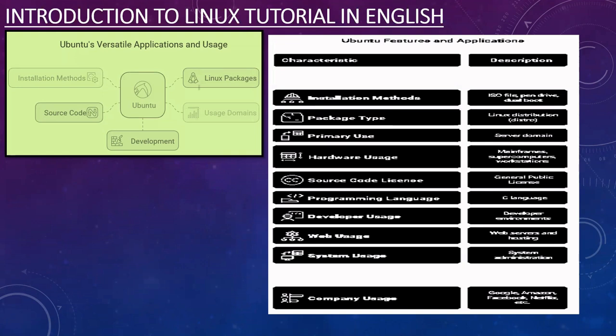Package type: Linux distribution, or distro. Primary use: server domain. Hardware uses: mainframe, supercomputer, workstation. Source code license: General Public License. Programming language: C language. Developer use: developer environments. Web uses: web server and hosting. System uses: system administration. Company uses: Google, Amazon, Facebook, Netflix, etc.